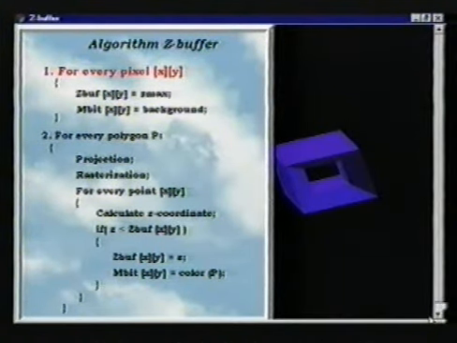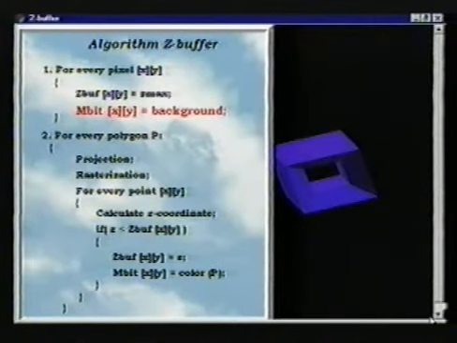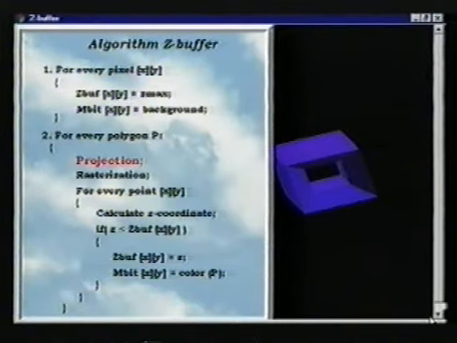The first step is initializing two two-dimensional arrays. The array zbuff, which represents the Z-buffer, is initialized at the maximum of the Z-coordinate, on the value Zmax. The array mbit, which represents the frame buffer, is initialized at the background. As a second step, we move along each polygon P. We do a projection of a given polygon, then make its rasterization.